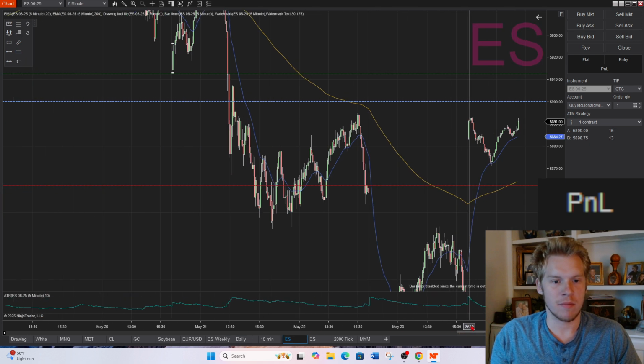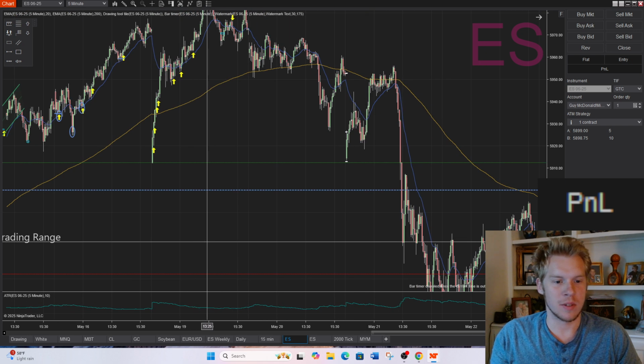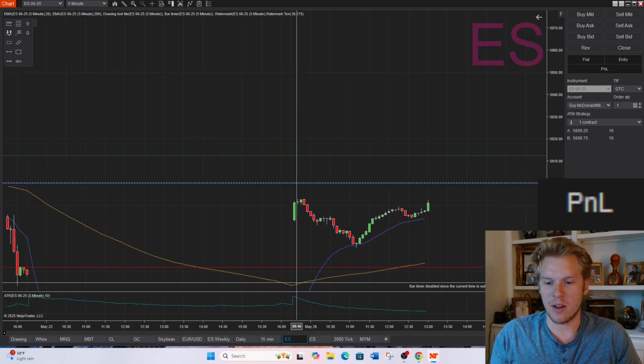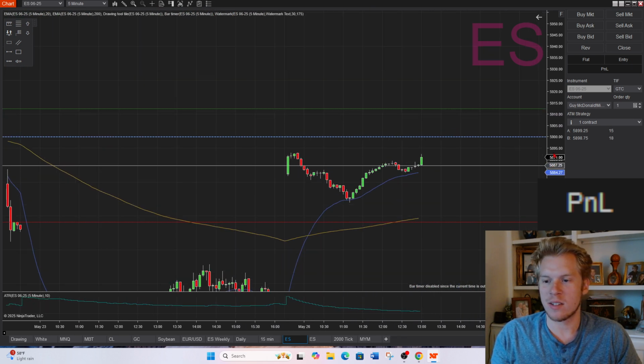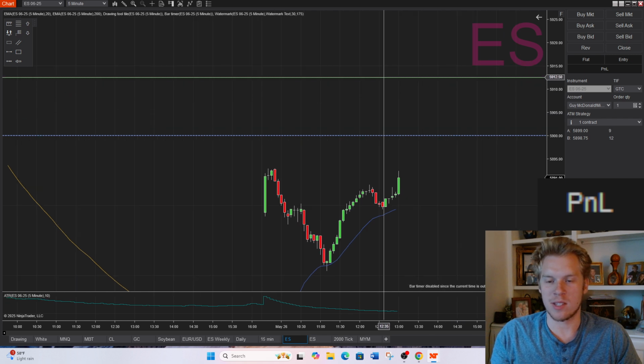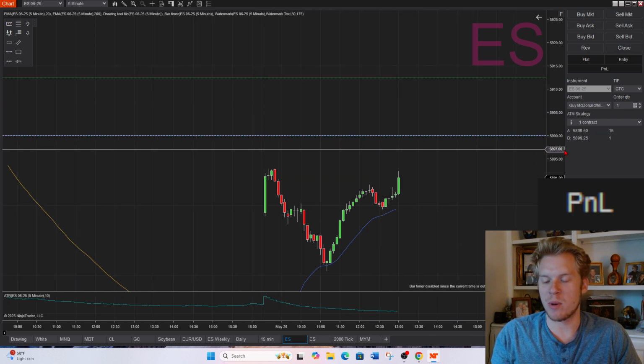And so I already checked it out. It's basically where the overnight high is. So this line kind of counts as two different points of support and resistance.